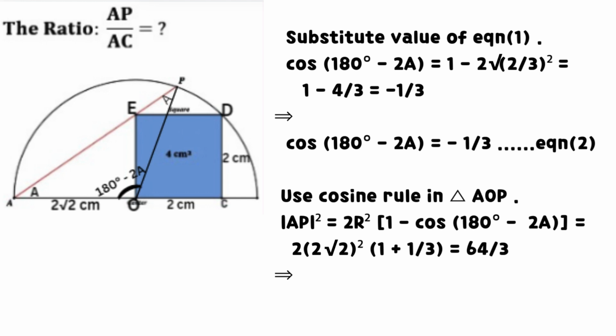Use cosine rule in triangle AOP. The square of line AP equals 2 times the product of the square of R and 1 minus cosine of 180 degrees minus 2 times A, which equals 64 divided by 3, after simplification of substituted value.